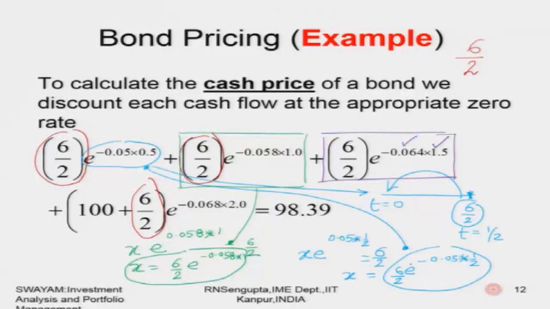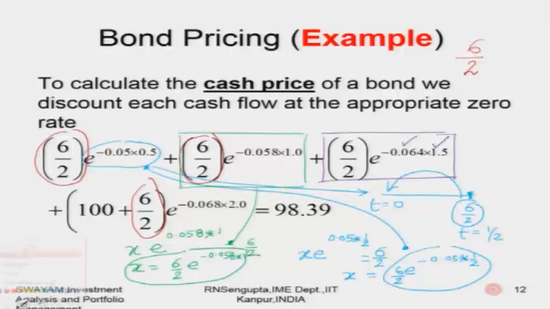Finally, when we come to the calculations after 2 years, the multiplying factor to find out the present value of that particular amount of money remains the same, the concept remains the same. So, if I use the color red, which has not been used, the total multiplying factor would be e to the power minus rt. R is the interest rate for 2 years, that is 6.8, into time period 2.